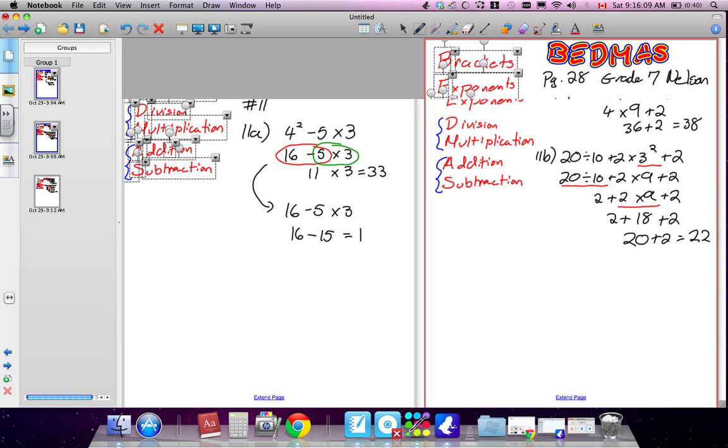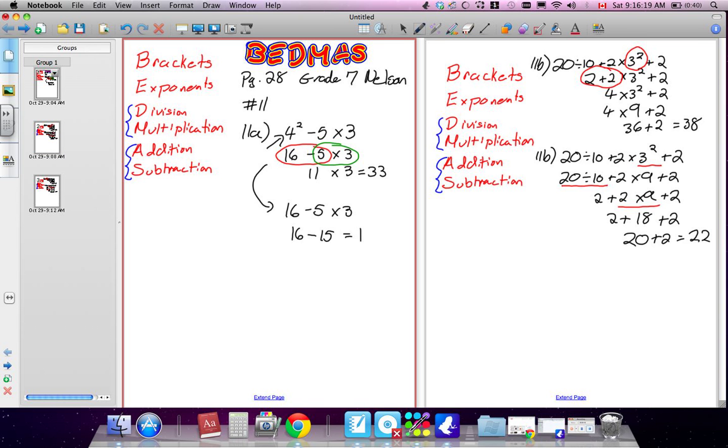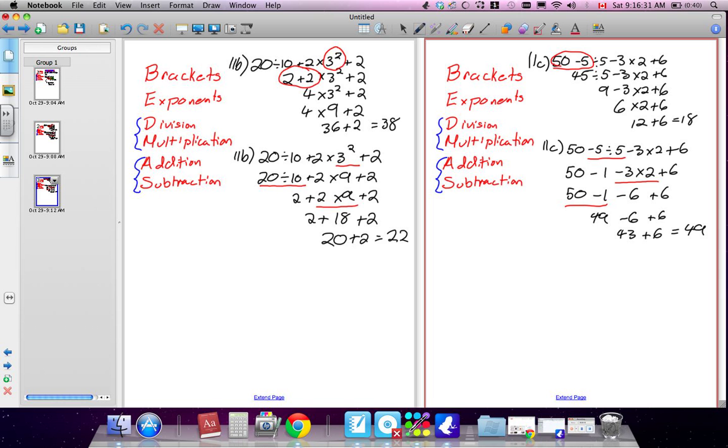They just did that, and then they did 4 to the power of 2, 16, and then they just subtracted 5, left to right. They did 20 divided by 10, and then they added, left to right, and finally, they did 50 minus 5 first thing. They did not notice the order of operations, which won't work for this, right?